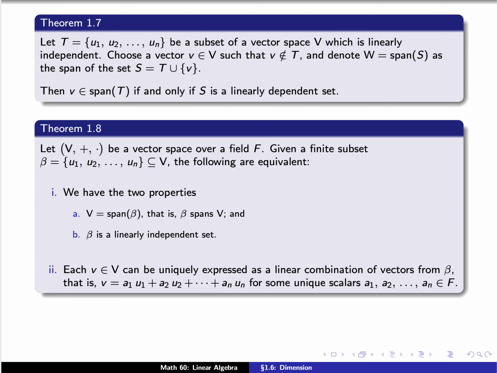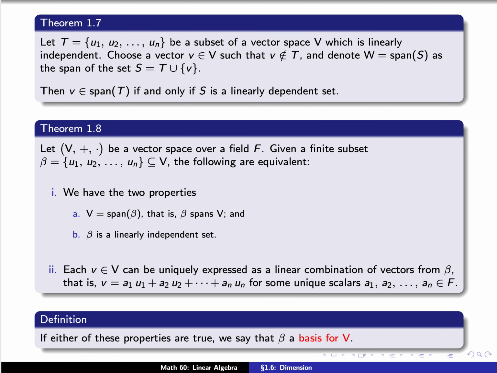Next, given a subset beta of a vector space V, the following two are equivalent. First, beta spans V, and beta is a linearly independent set. Second, every vector, lowercase v, in our vector space V can be uniquely expressed as a linear combination of vectors from beta. If either of these two properties are true, we'll say that beta is a basis for V.